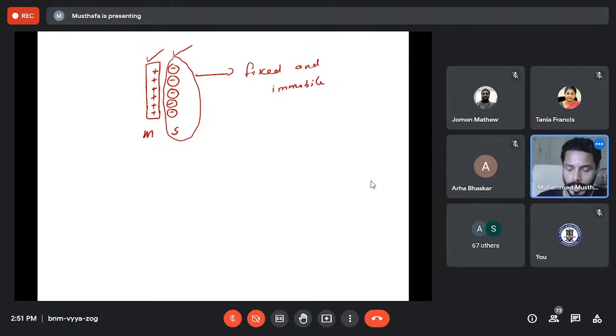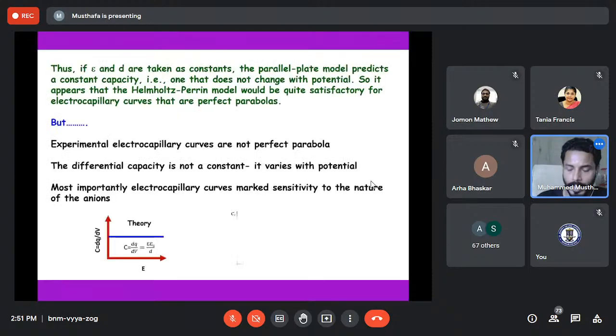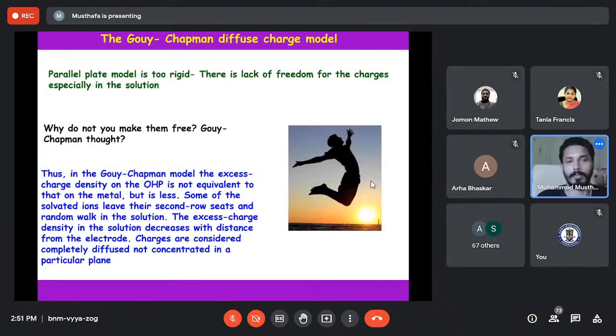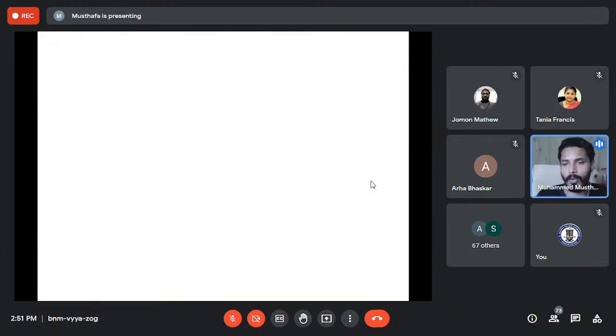In the later part, Gouy and Chapman tried to correct this model and they brought forward the Gouy-Chapman diffused layer model. And what they did was they allowed complete freedom for the ions to move in the solution. So according to Gouy-Chapman's model, you have a metallic electrode.